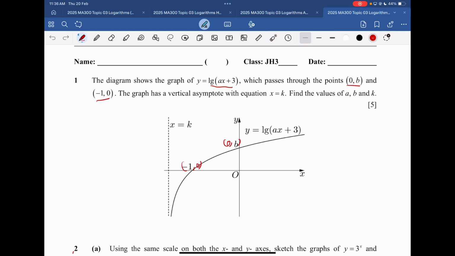Okay, so very simple. Substitute (0, b). When x equals 0, y equals b. So b is just log(0 times a plus 3). So you can see that b is basically just log 3.